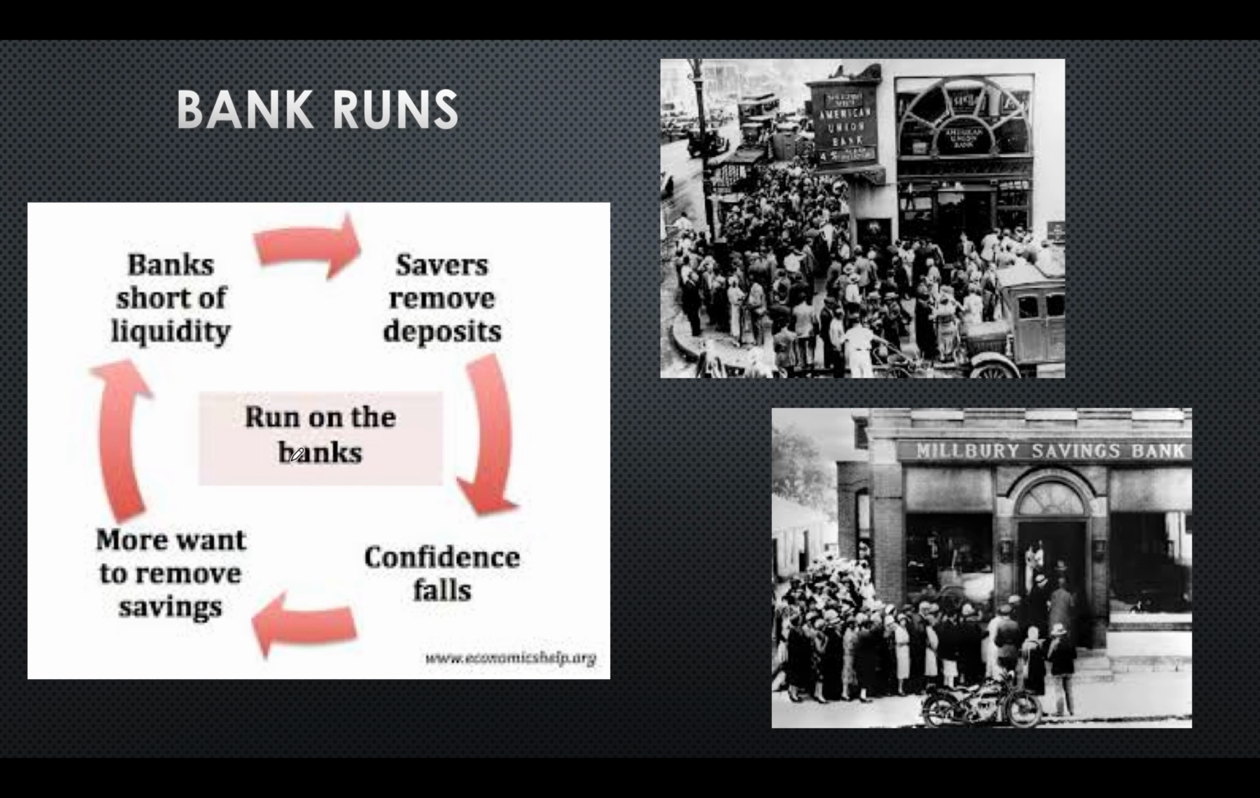So as we can see in this cycle right here, we have a run on the bank. Savers are removing their deposits, okay? People have no confidence in the system that's going on. More people want to remove their money from the banks. The banks are short of liquidity. That means they don't have the money, all right? And basically that makes the banks go out of business, okay? They don't have any money. They can't provide a service anymore.